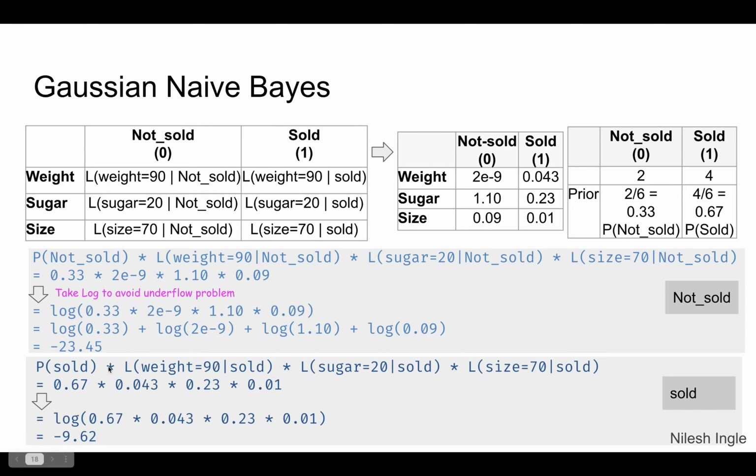Similarly, we can calculate the values for the class sold. So the probability of sold, that's the prior multiplied by the likelihood of weight given the class is sold, and then similarly for sugar content and the size diameter.